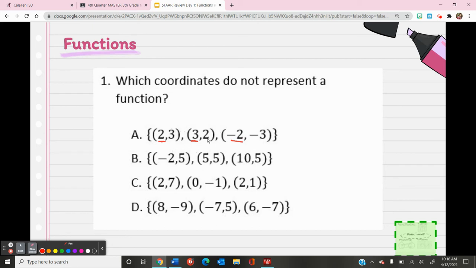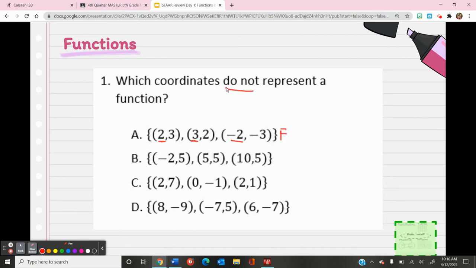If I'm looking here, I don't see any of my x values repeating. Remember, your y values can repeat. That's fine. I can have an x of 3 and a y of 3, and they can be different ordered pairs. Again, I'm just looking to make sure my x's don't repeat. My x's do not repeat here, so this is an example of a function.